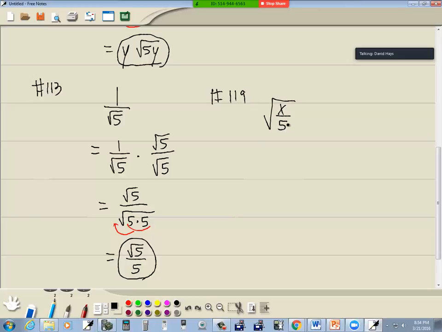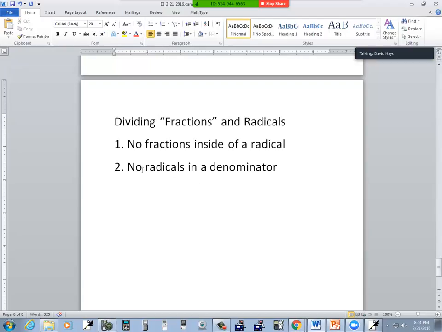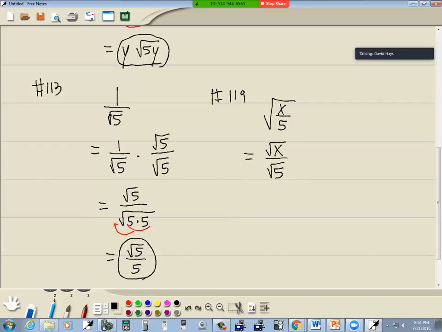We got square root of x over 5. Well, the problem here is that we can't have a fraction inside of a radical. But we said in our property we could split this up. We could put a square root on the top and square root on the bottom. And you might be saying, well, we're just trading one problem for another problem. Remember what we said, we can't have any radicals in the denominator. But we looked in this previous problem, we looked at how to get rid of that radical. And we'll do the same thing here. To get rid of that square root of 5, we'll multiply the top and bottom by the square root of 5.